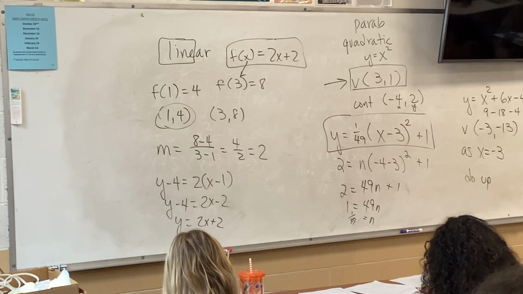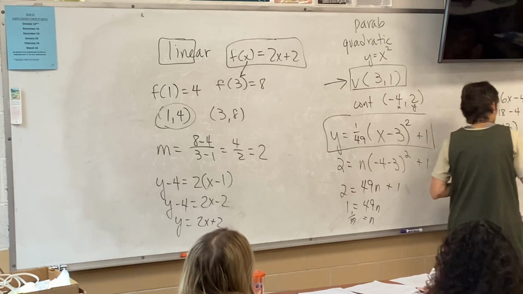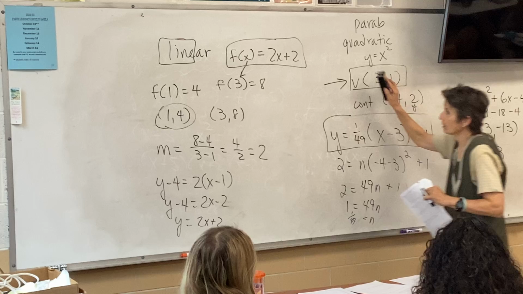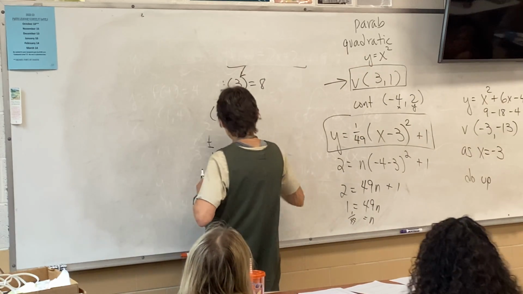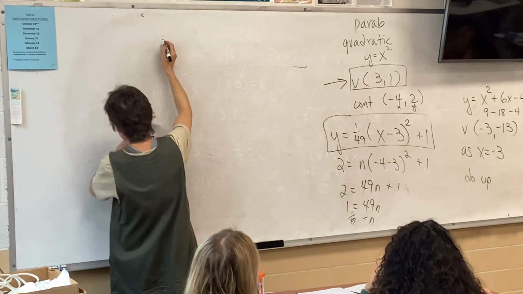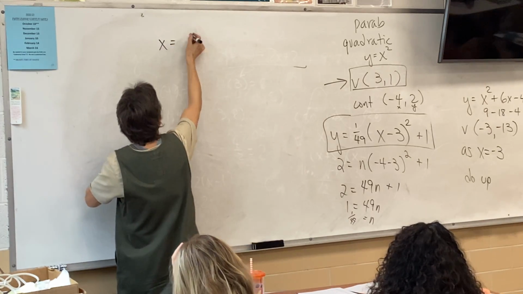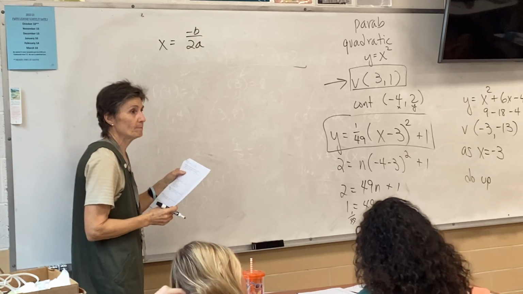Here we go. Find the vertex, axis of symmetry, and direction of opening. So, we just talked about it. Vertex, axis of symmetry, direction of opening. What's our key? What are we going to think about? X equals negative b over 2a, right?